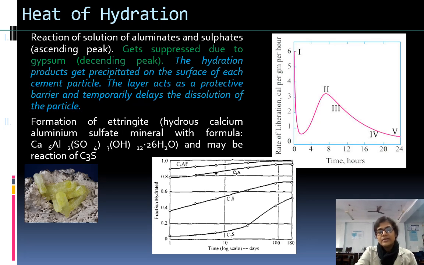Now we need to note that in this figure, where the fraction hydrated of these components is shown against days, the different elements present in the composition have different reaction rates, right? And that is being shown here. So all of them combined affect the heat of hydration that is being liberated, right?